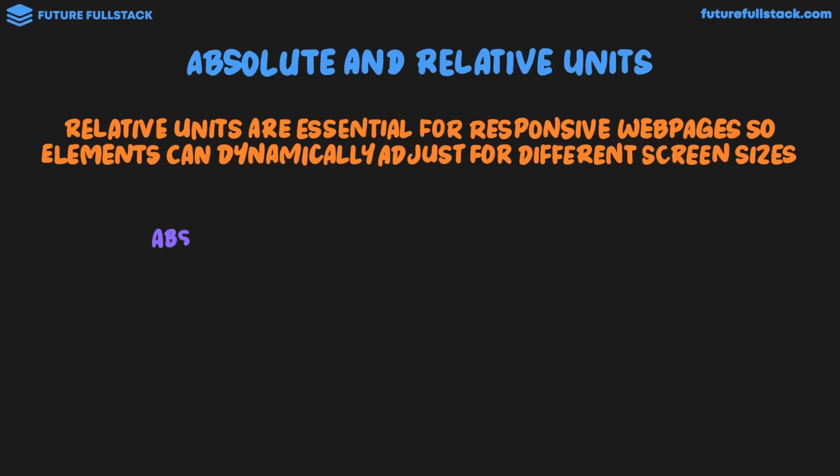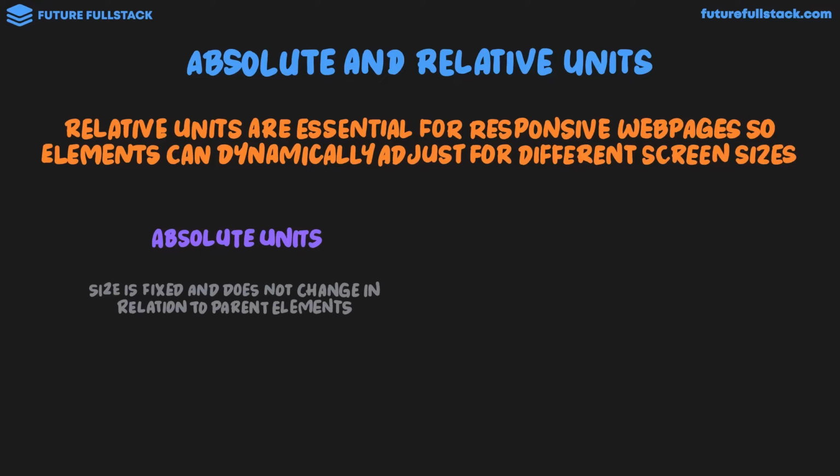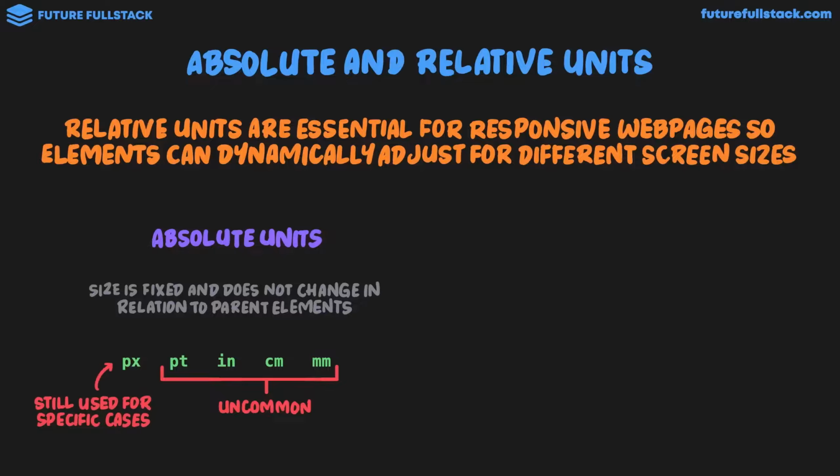We first spoke about absolute units. This is when the size is fixed and does not change in relation to parent elements. Examples of absolute units include pixels, points, inches, centimeters, and millimeters. Points, inches, centimeters, and millimeters are uncommon in web development. Point is an absolute unit that's commonly used in the print industry, and inches, centimeters, millimeters are units that are used in the real world. Now, throughout this topic, we're going to be looking at a whole bunch of relative units. However, the pixel, which is an absolute unit, is still used for specific cases. We're not going to be totally throwing it away. We are still going to be using it.